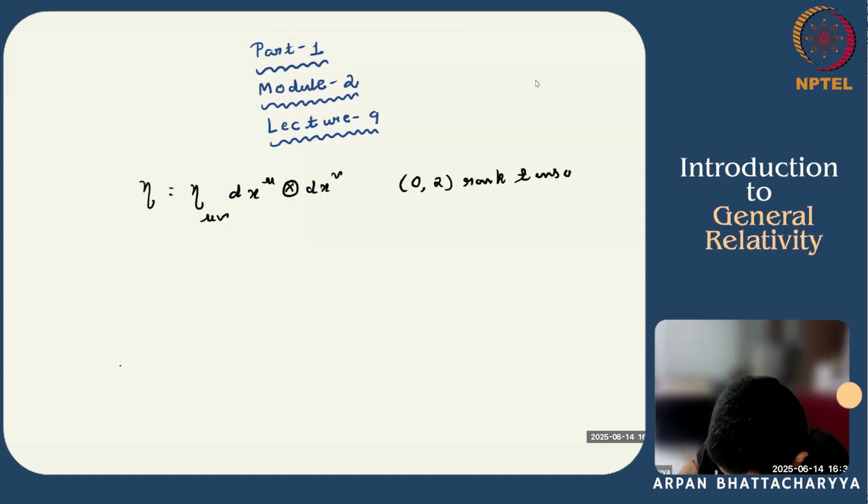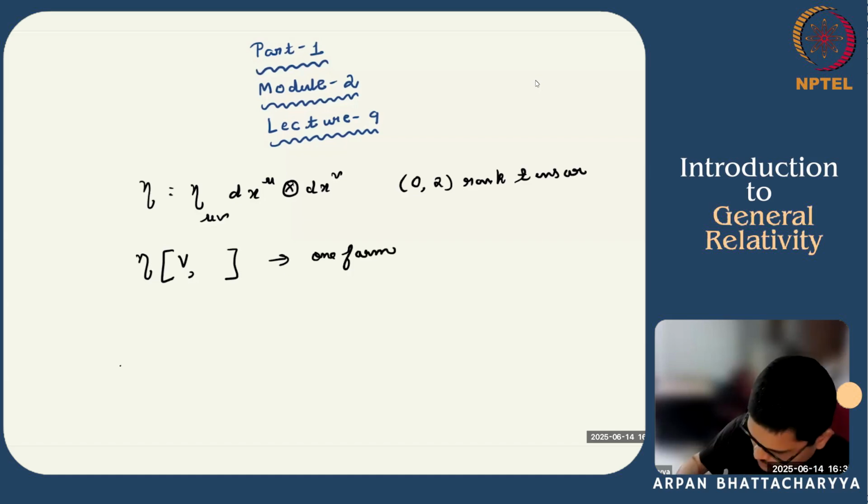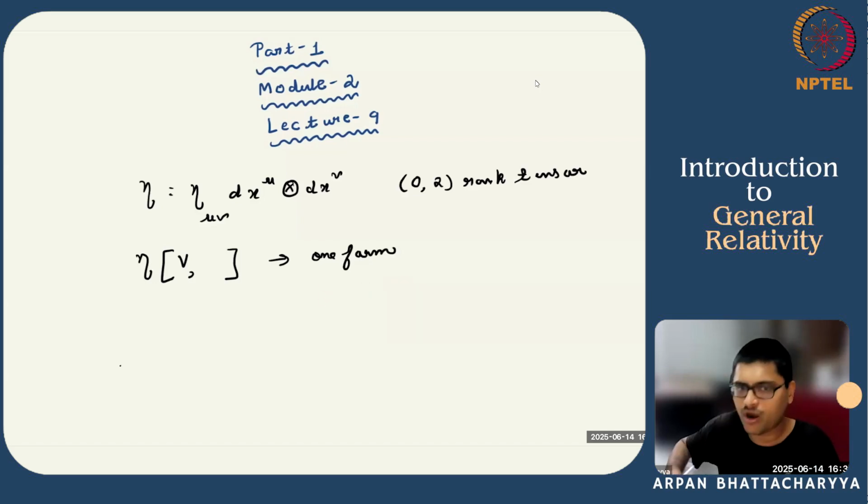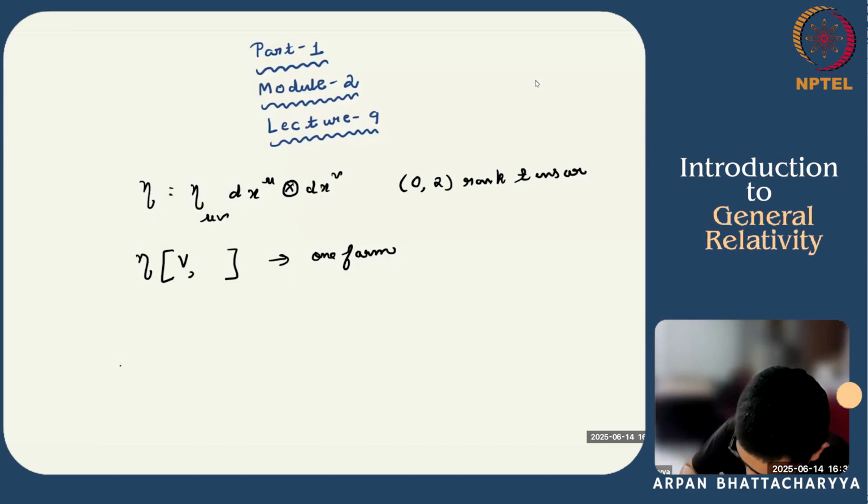And we have seen that it is a symmetric tensor, and using this metric tensor, we can map a vector to a one form. So eta takes a vector v and gives us a one form. We denote the component of the one form with the same letter as that of the component of v, but with the index down. This gives rise to something called lowering of index.